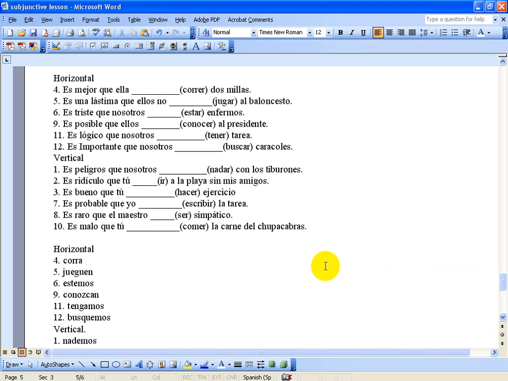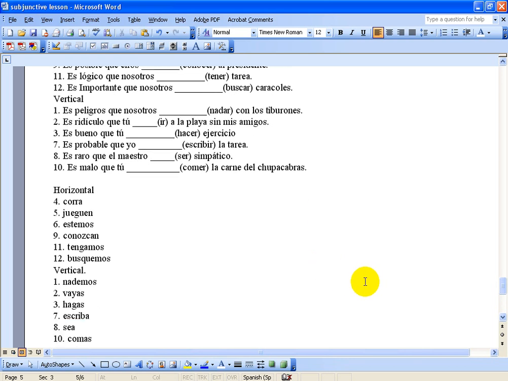Okay, so same thing, I'll just read the whole sentence along with the answer. 4. Horizontal. Es mejor que ella corra 2 millas. 5. Es una lástima que ellos no jueguen al baloncesto. 6. Es triste que nosotros estemos enfermos. 9. Es posible que ellos conozcan al presidente. 11. Es lógico que nosotros tengamos la tarea. 12. Es importante que nosotros busquemos caracoles.